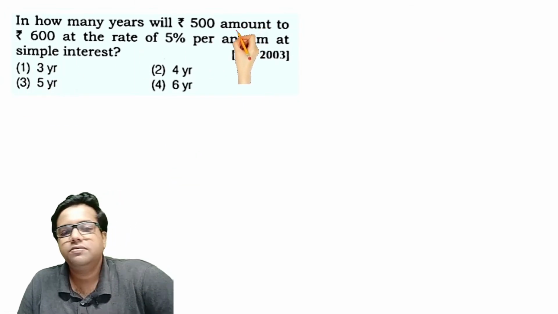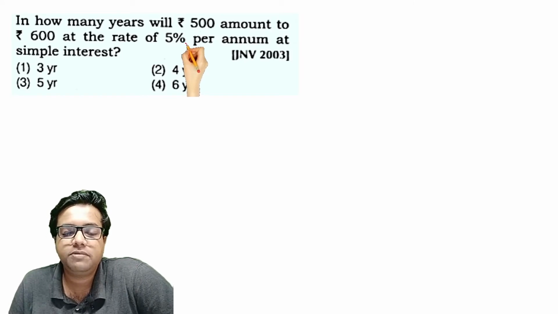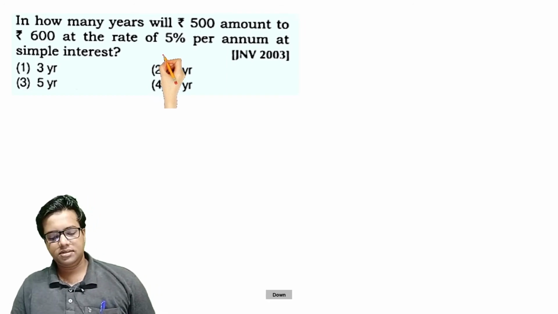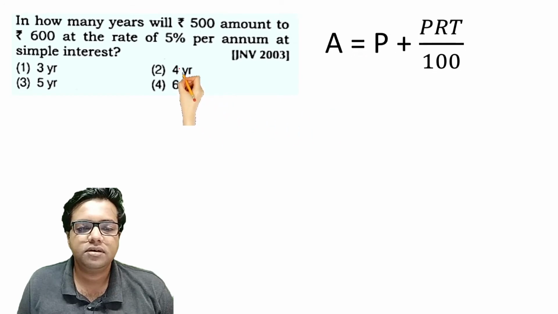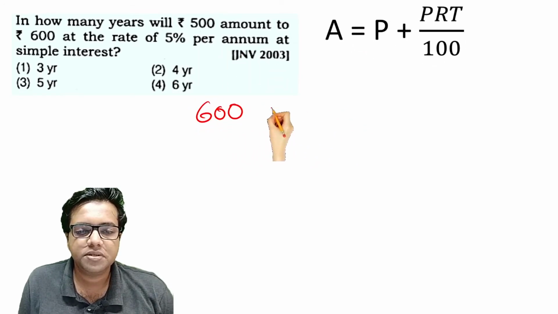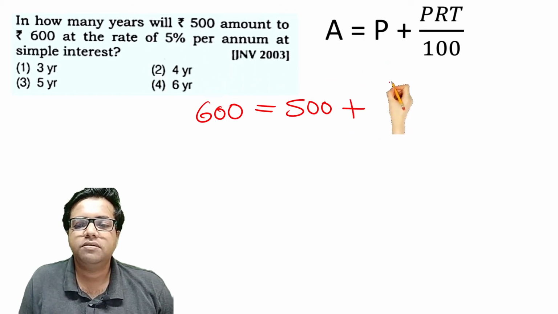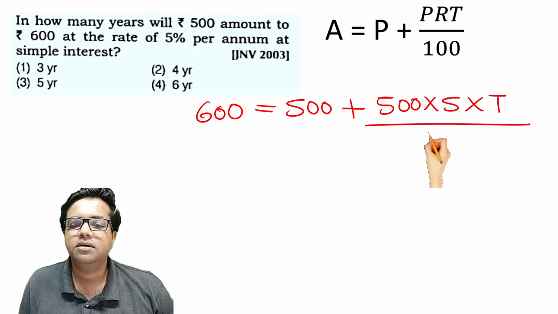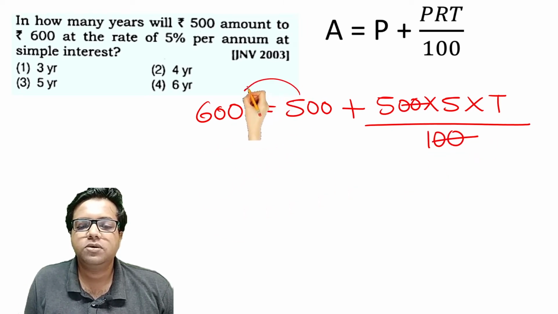In how many years will 500 rupees amount to 600 rupees at the rate of 5% per annum at simple interest? Okay, time is asked. We have to find the time here. Amount is given to us, 600 rupees is equal to principal is 500 rupees plus, since we are in simple interest, we can write it as 500 into rate of interest is 5%, and we don't know the time, we have to find the time. Two zeros go away, right? So this will go to the left hand side.